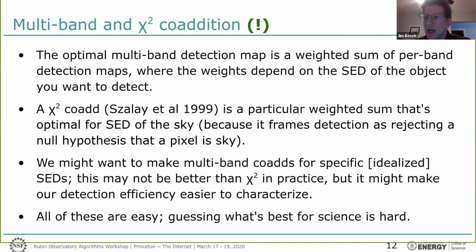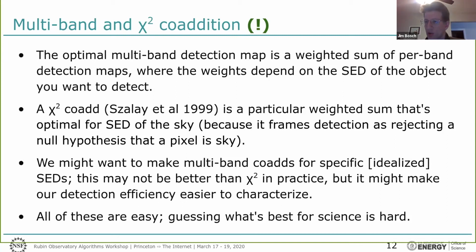Those were all discussions about single band coadds. If you want to detect across multiple bands, it does make sense to combine coadds of multiple bands. And the right way to combine them is pretty straightforward. It's just a matched filter. You want to combine them with weights that correspond to the SED of the thing you're trying to detect.